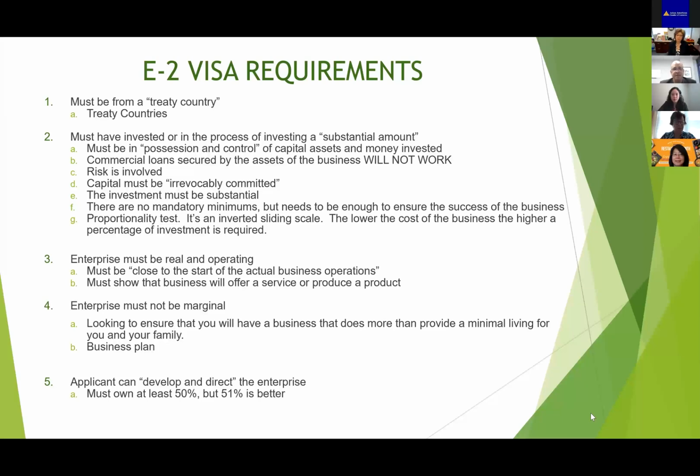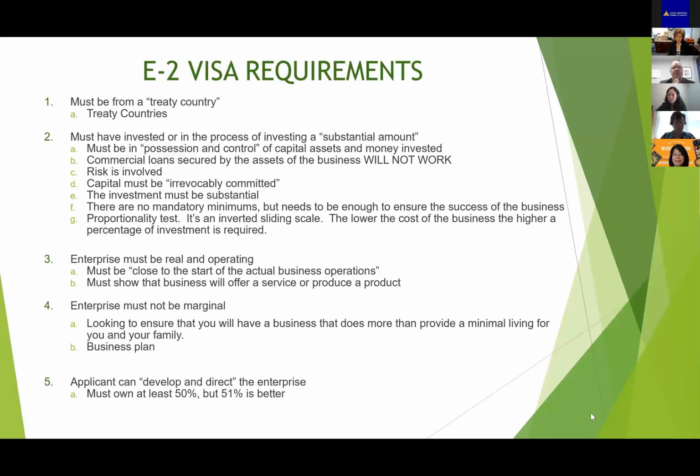The E2 visa requirements you see up on the screen: you're eligible if you are a citizen of a treaty country. Now, it's important to remember that citizen of the country is not your country of birth. If your country of birth is different and they don't have a treaty, you'll be ineligible. You have to be a citizen of a treaty country to come on the E2. You must have invested or be in the process of investing a substantial amount. Must be in possession and control.